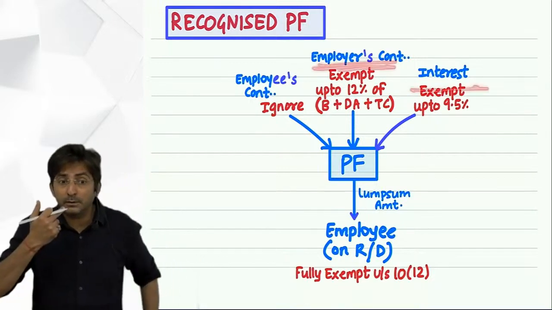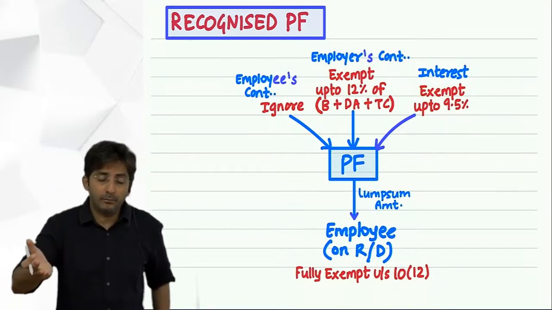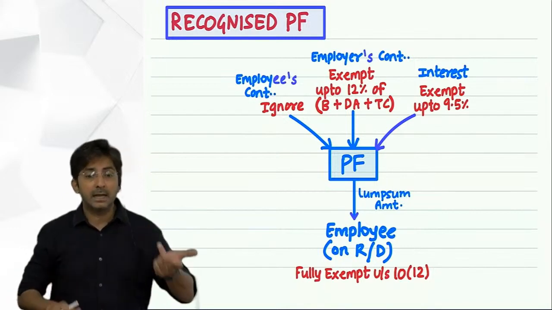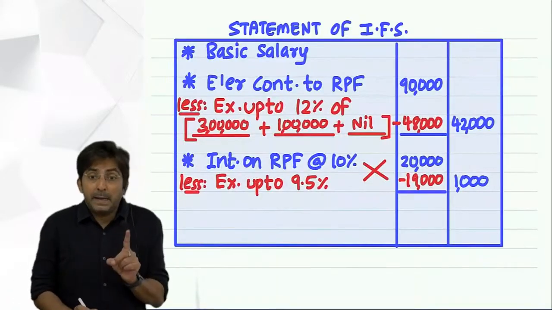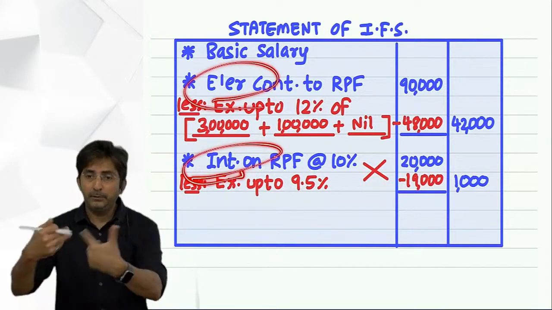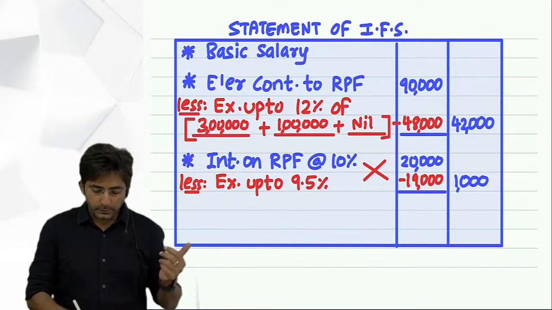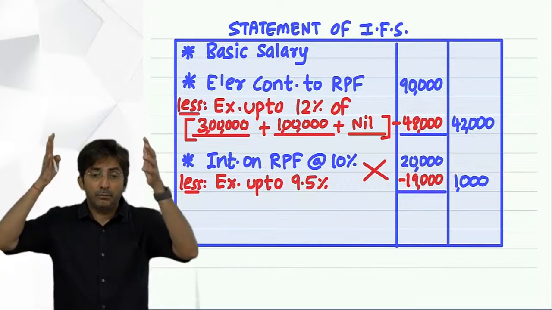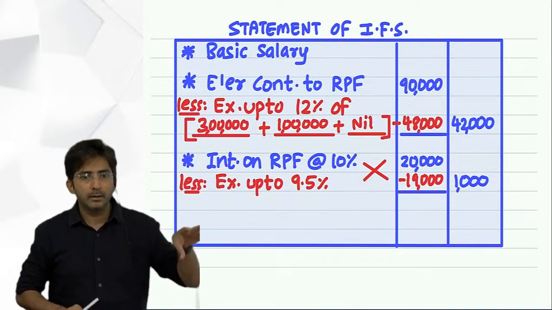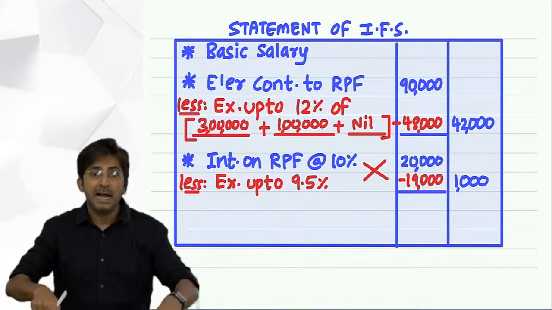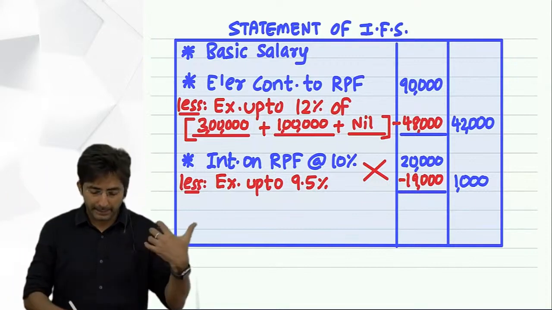That is why my language was, if the employee retires within a period of less than 5 years, then exemption allowed in respect of employer's contribution and interest in past shall be withdrawn. Shall be withdrawn means what was deducted in past, it will be added. And in my example, it will be added in the fourth year, because 3 years are gone. Now in the fourth year, when you are talking about leaving the job, action will be taken of taxing the exemption claimed earlier.